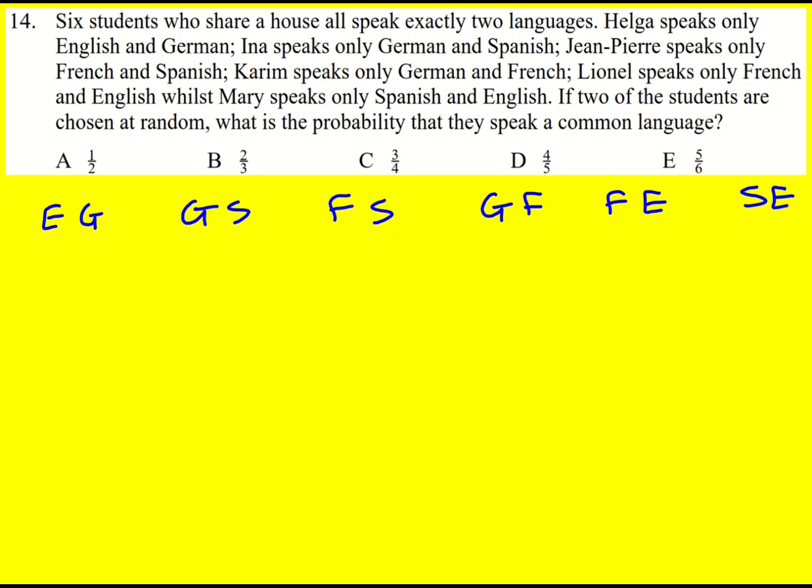So actually, that's all we need. If we pick a first person, it doesn't matter. We're going to pick somebody. Then after that, there's a 4/5 chance of the second person speaking the same language, and that means the overall answer is going to be 4/5.